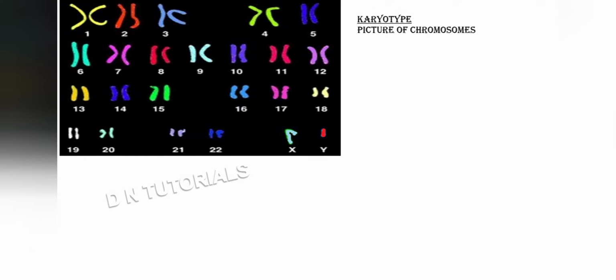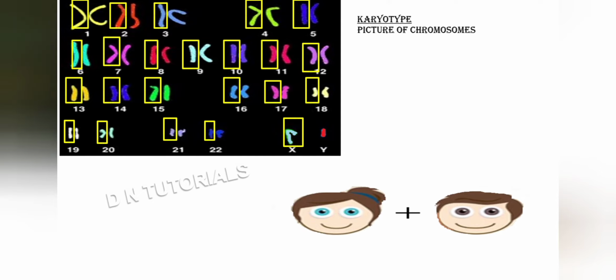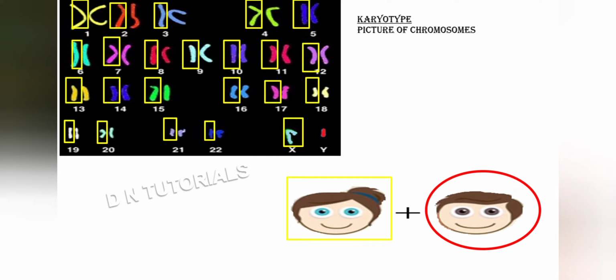This is a karyotype of chromosomes. You inherit 23 chromosomes from your mother and 23 chromosomes from your father. Here, all 46 of them are right here. As you can see, there are 23 pairs. Each pair has a chromosome from one parent and one chromosome from the other parent.